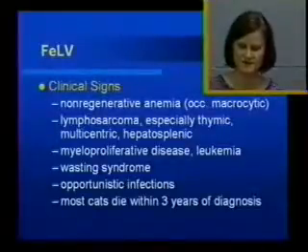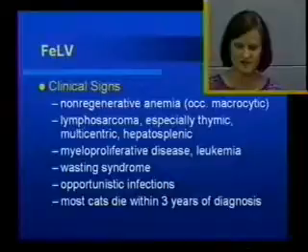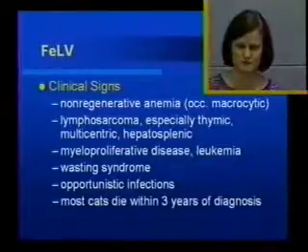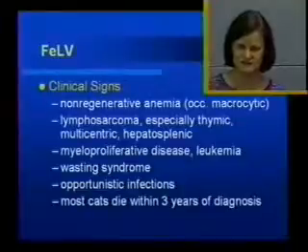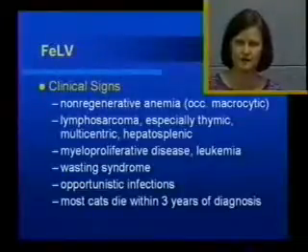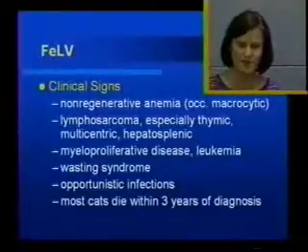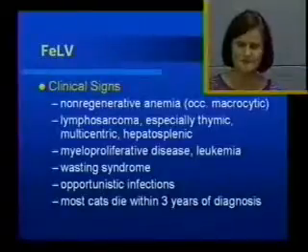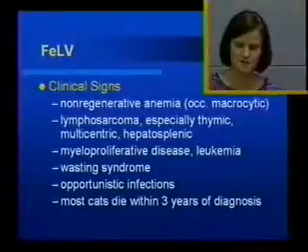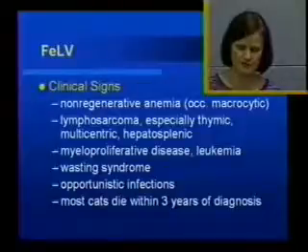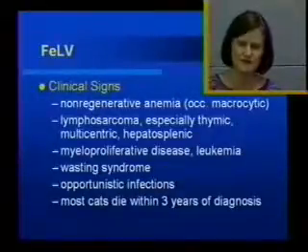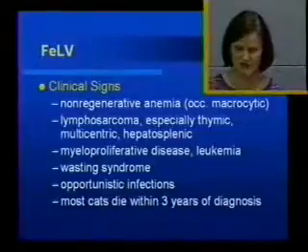We can also see lymphosarcoma occurring especially in the thymus, multicentric forms, or hepatosplenic forms. Myeloproliferative diseases and other kinds of leukemias affecting the bone marrow are also observed. Ultimately, cats develop a wasting syndrome and are also susceptible to opportunistic infections caused by immunosuppression with this virus. And most cats die within 3 years of diagnosis.